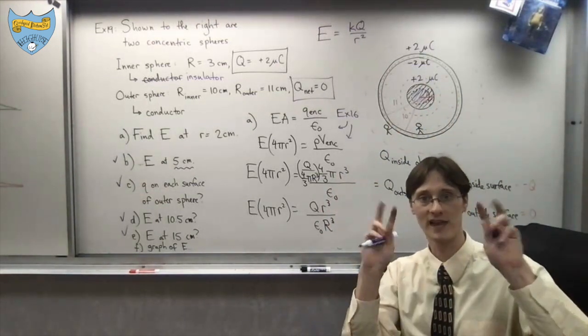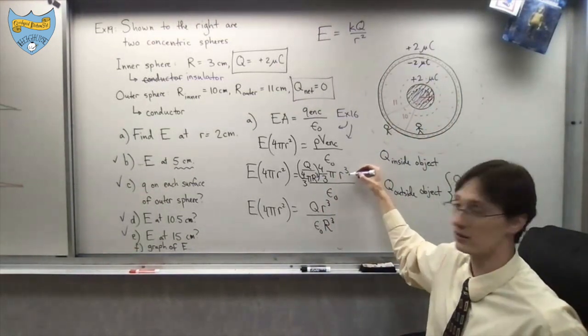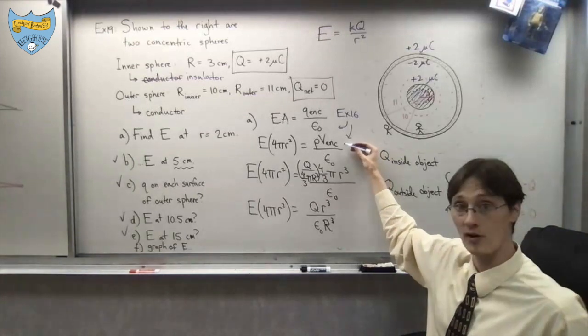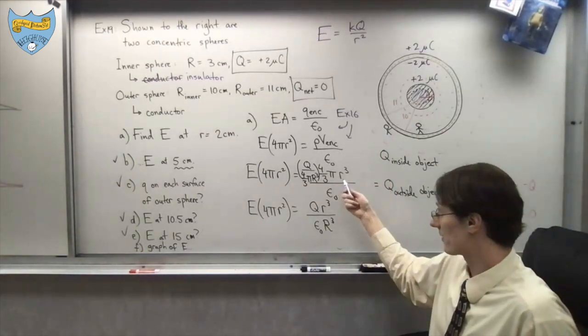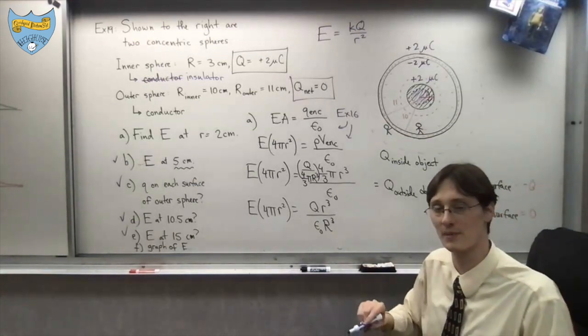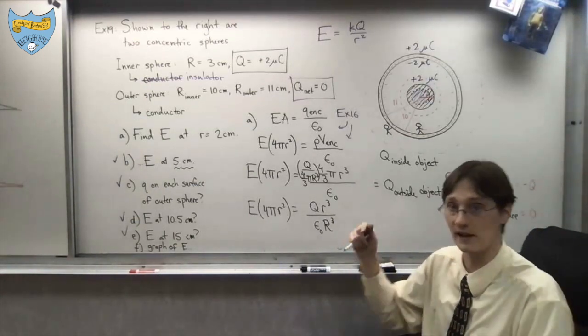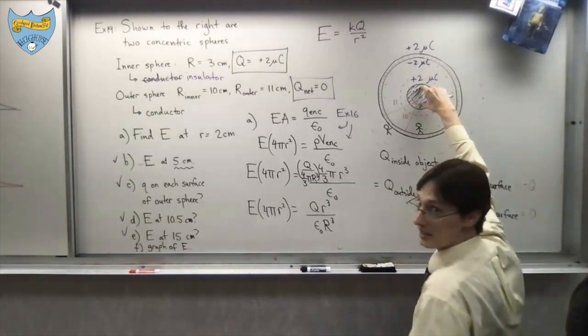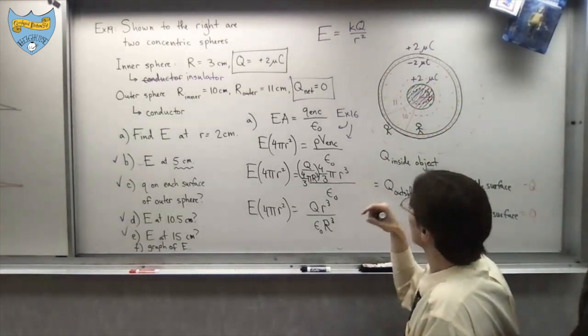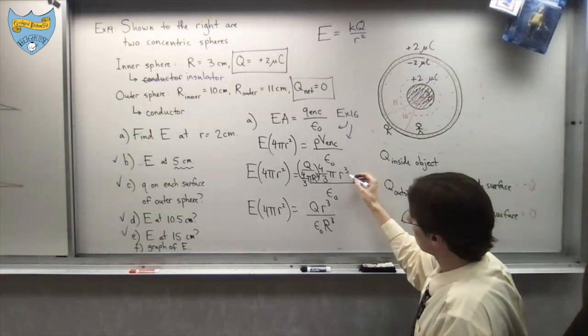Whatever that is uses little r. The volume of a sphere is 4/3 pi r cubed, but the r that I'm using here is the little r because I'm not enclosing the whole sphere. I'm not enclosing all of this, I'm only enclosing that much, just a portion of it. Therefore, we use the little r.